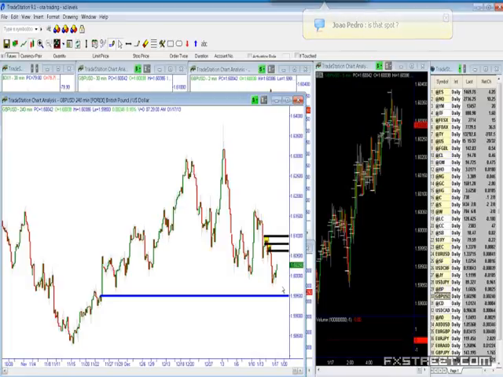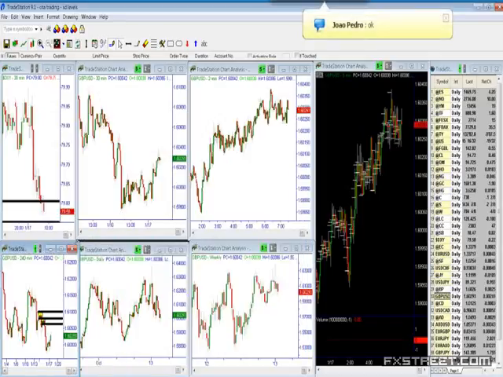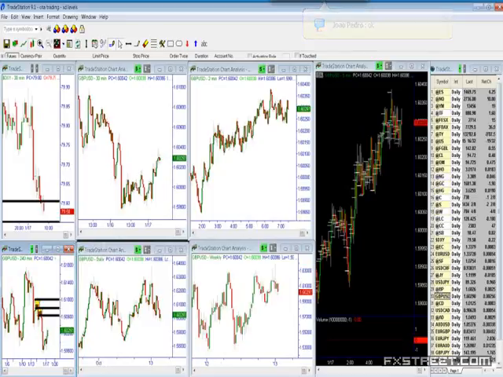This is the spot. I haven't really looked at much futures as far as currencies go. I'm trying to stick to spot today. I know we look at a lot of the futures, but we'll try to stick to spot today.